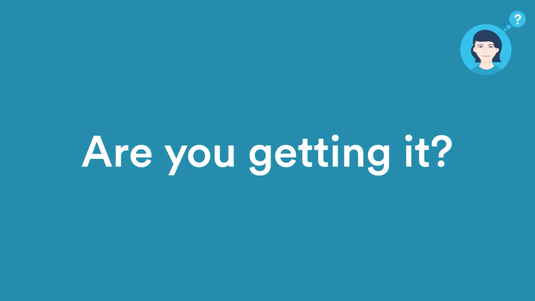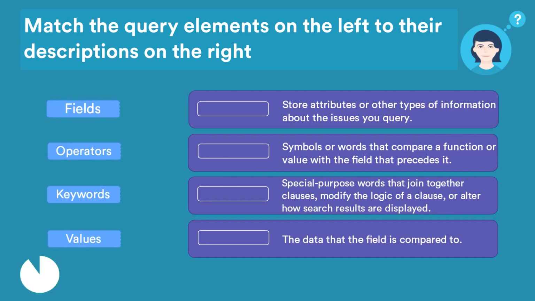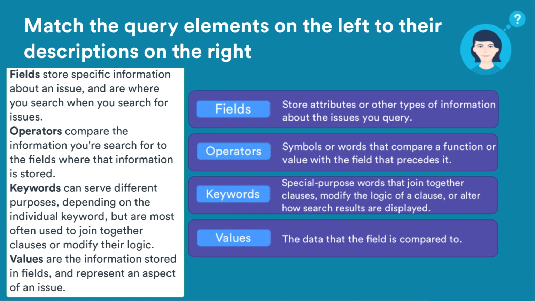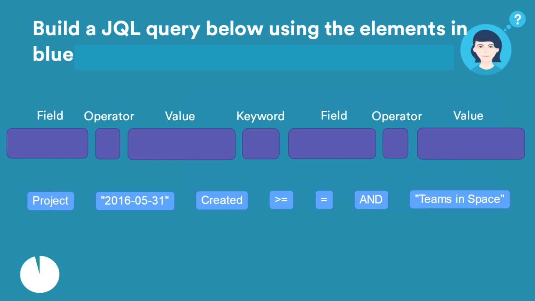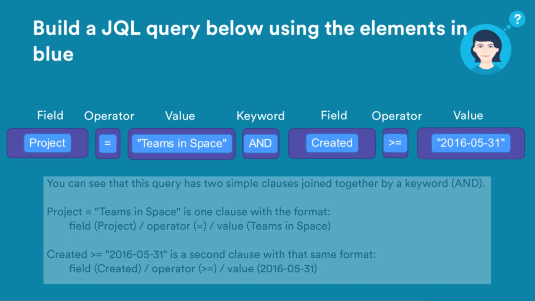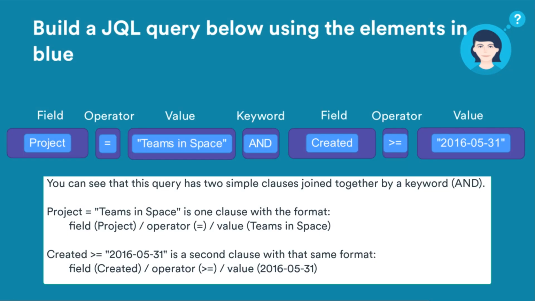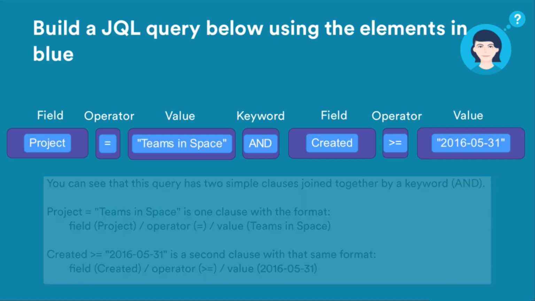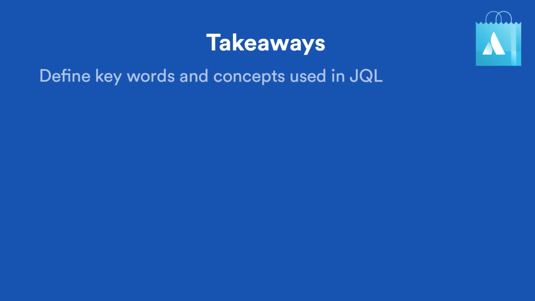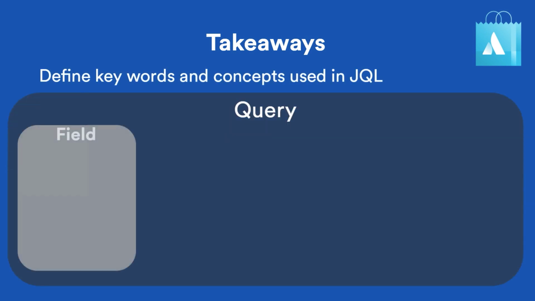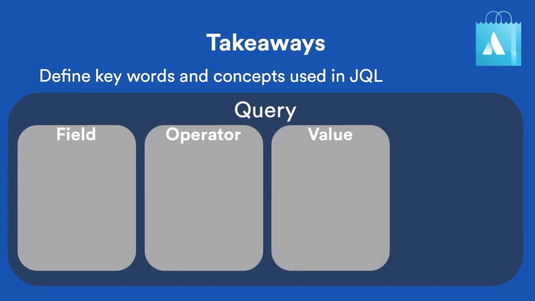Let's take a few moments to review what we have learned. This tutorial built a foundation for your issue finding skills by defining some key words and concepts that are used in JQL: field, operator, value, and keyword.